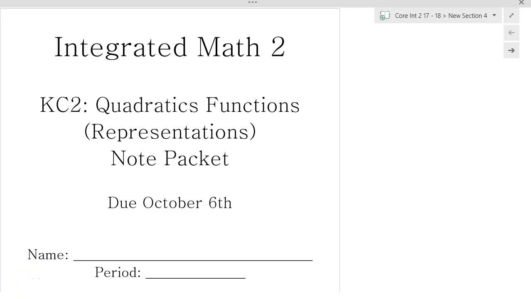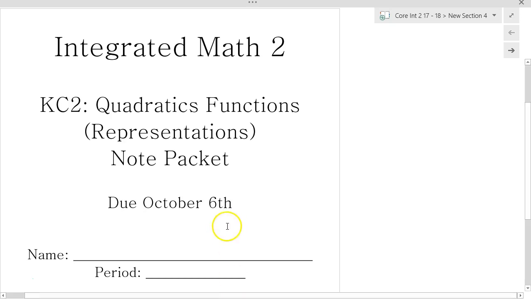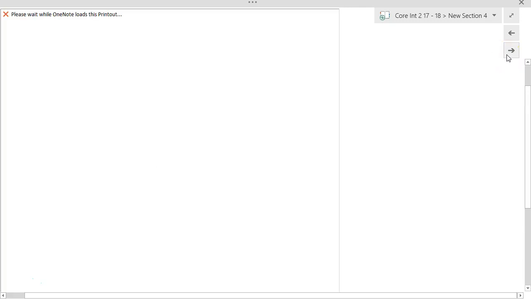Hey guys, we are now starting KC2, our second key concept. In this key concept, we're going to introduce quadratic functions. Again, this is your note packet. We're going to start with our first target, 2A.